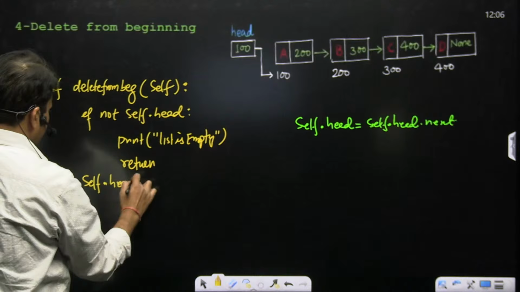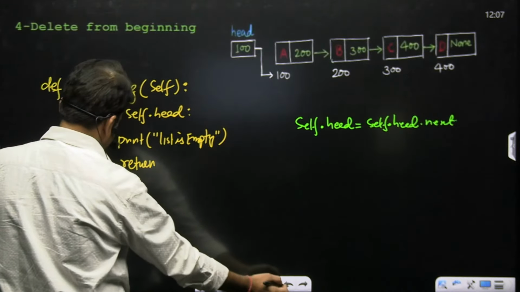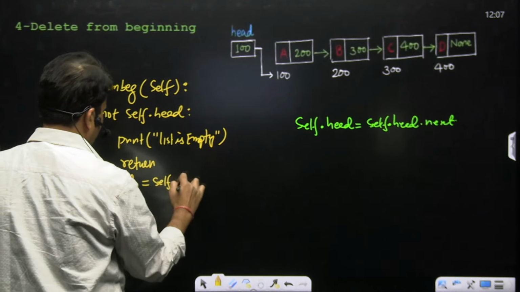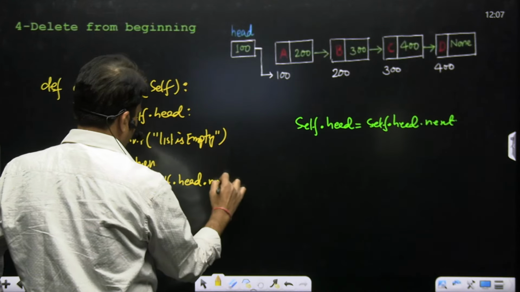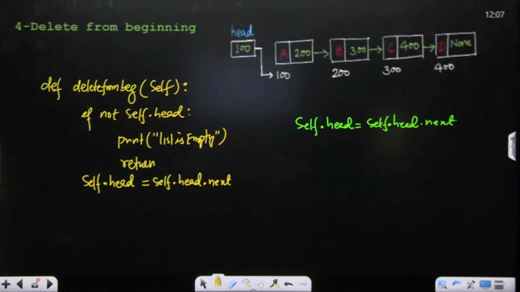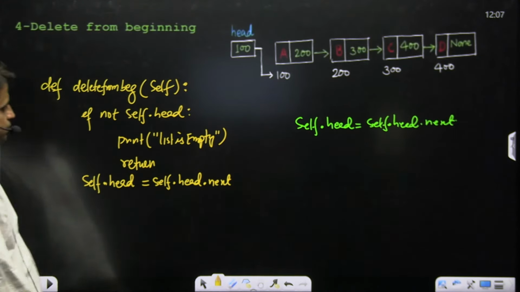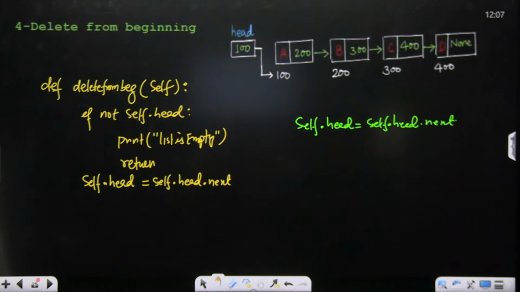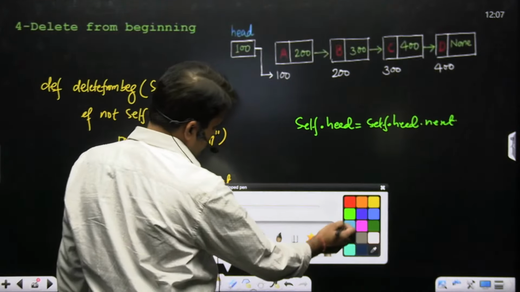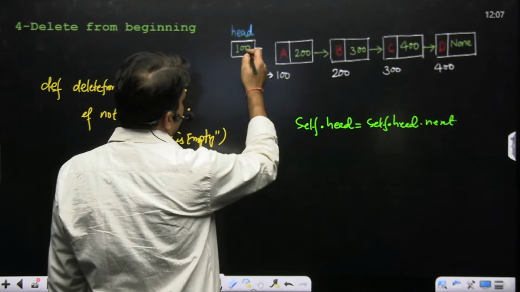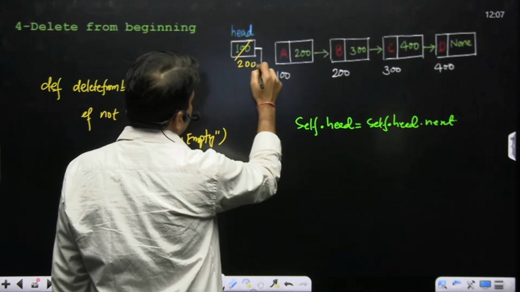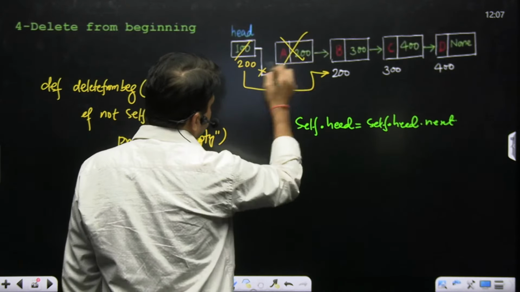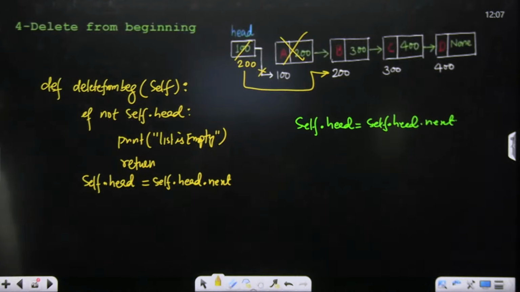Self dot head equals to self dot head dot next. So क्या होगा? Sir, linked list is not empty. Self dot head equals to self dot head dot next. Sir, this is 200. So this connection is टूट गया. बच्चे ये इसको पॉइंट करने लगा. Python garbage collector, there is no reference, automatically deletes this node. So in this way you can delete from beginning.